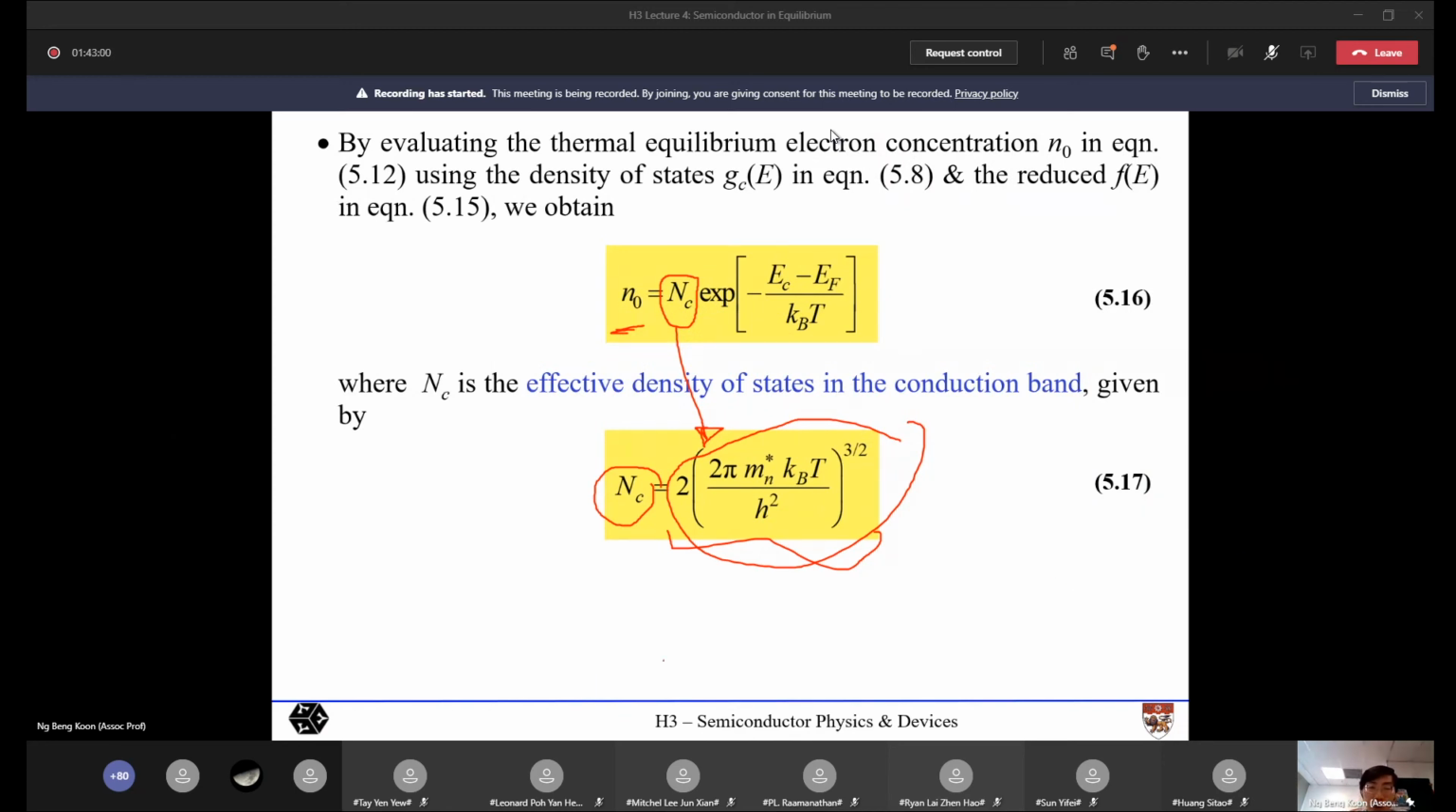So that's the solution, which will tell us how many electrons you can expect to find in this semiconductor with this Fermi level and at this particular temperature. That's what the equation allows you to calculate. All right.